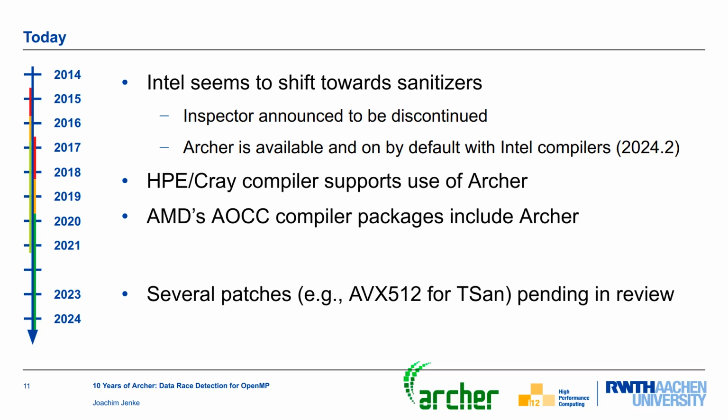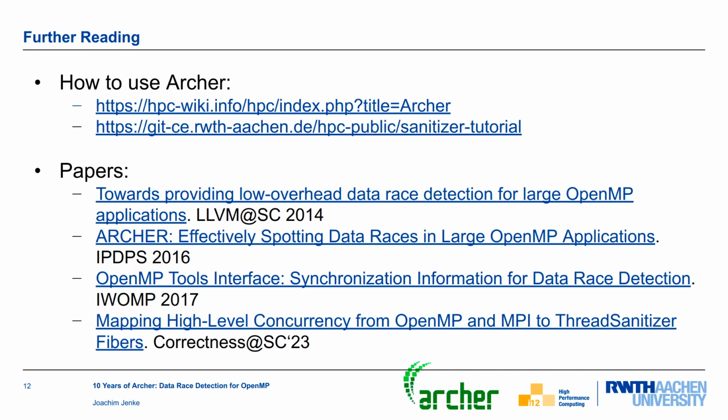Several patches are still under review. For example, we have a patch which enables AVX512 support in ThreadSanitizer. At the moment, if you compile vectorized code with these wide vector instructions, data races will be missed. If you want to read further, I included several links for Archer documentation here, also a tutorial on how to use the different sanitizers with HPC codes, and a list of all the Archer papers.